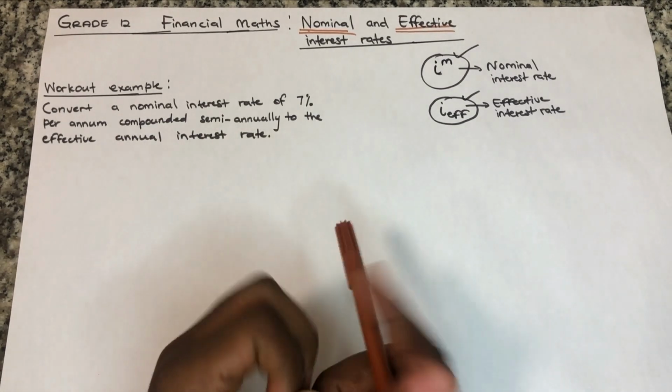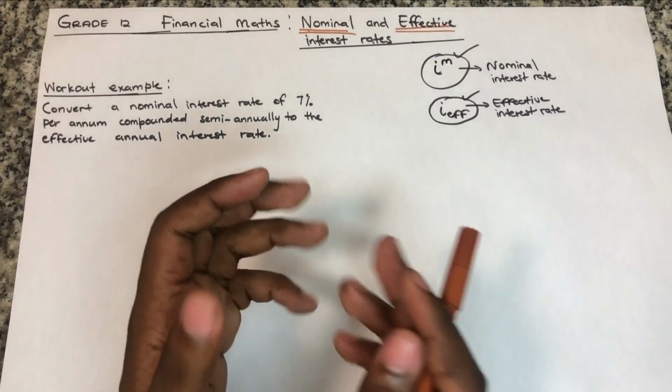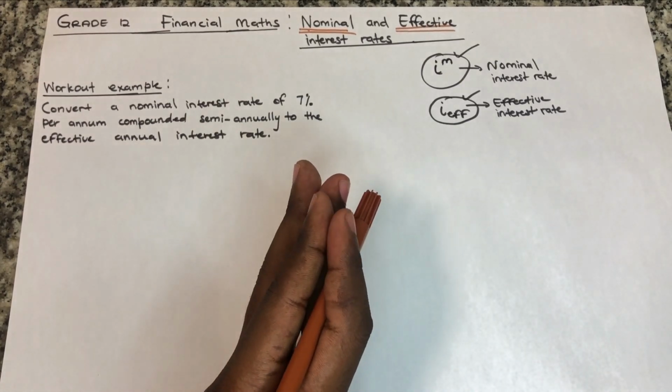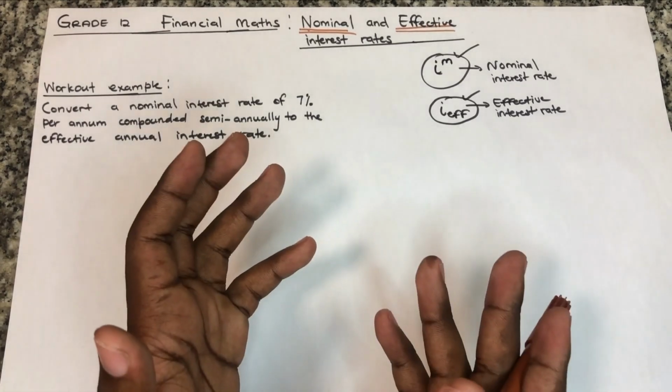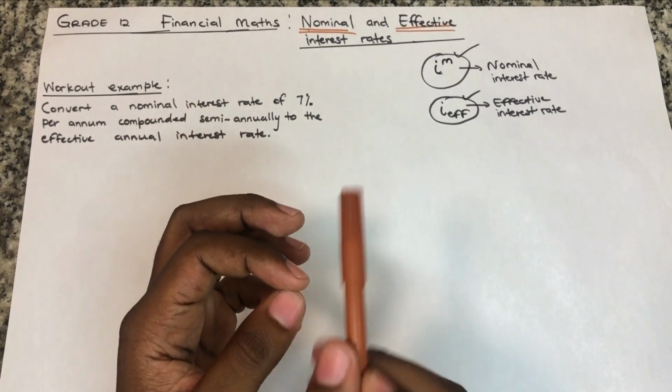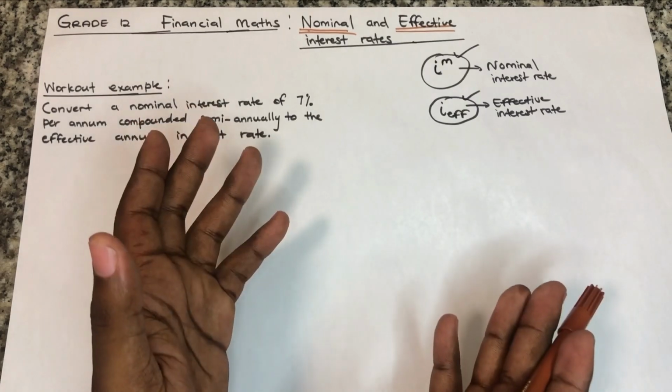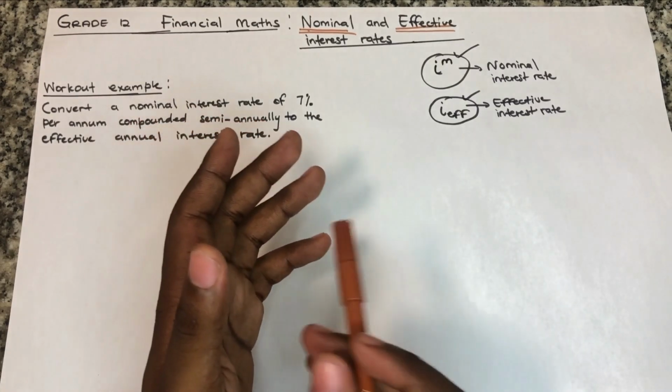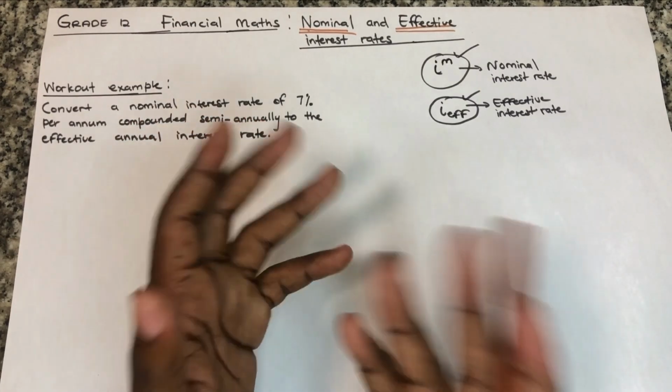So for example, if in a statement it is given that the loan that has been advertised is 7% per annum, compounding quarterly, let's say.